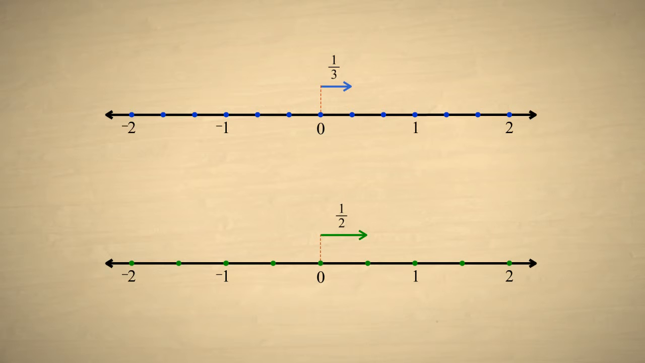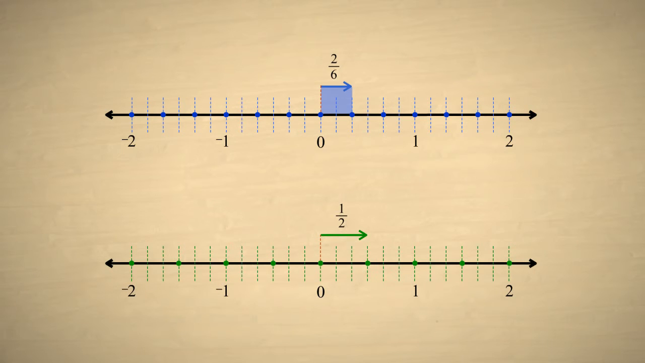For instance, in this example, we can split each division on the top number line in half. Each unit length on the top line will then be divided into 6 equal pieces, and the fraction 1/3 will be represented by 2 of these divisions, or 2/6. Now if we split each unit on the bottom number line into thirds, each unit on the bottom line will also be divided into 6 equal pieces. The fraction 1/2 will be represented by 3 of these divisions, or 3/6.